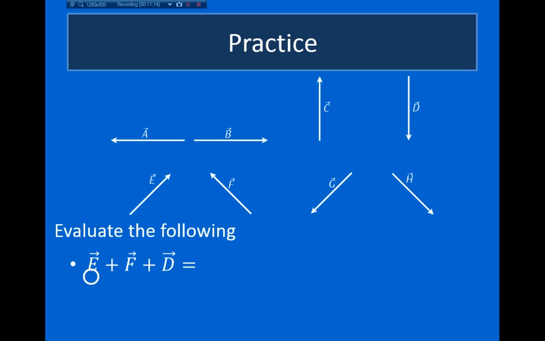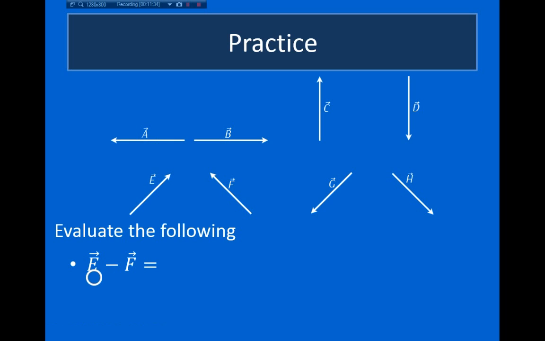So another example, we've got E plus F plus D. So here's E. F is going to point up like this. D is pointing down. So if I add all those together, that was F and this is D. Again, we can see that I'm going to wind up ending where I started. So this is also the 0 vector.